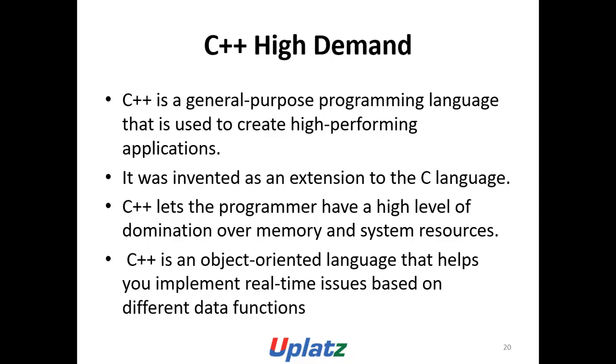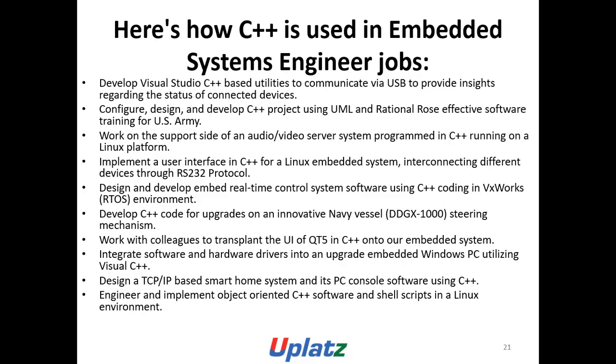C++ is a general-purpose programming language that is used to create high-performing applications. It was invented as an extension to the C language. C++ lets the programmer have a high level of domination over memory and system resources. C++ is an object-oriented language that helps you implement real-time issues based on different data functions. Here is how C++ is used in embedded systems engineering jobs.